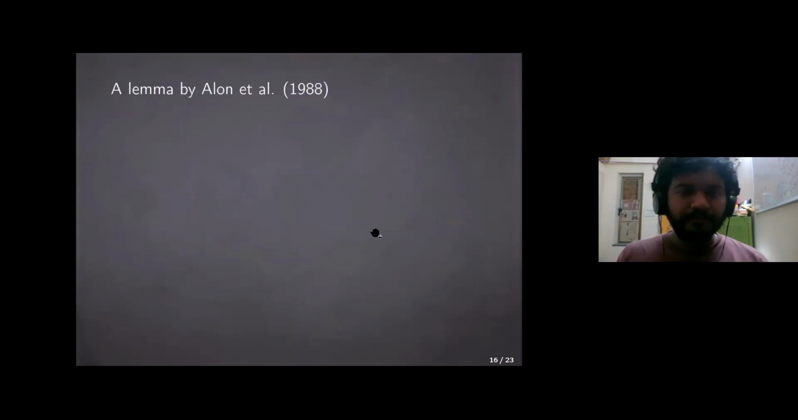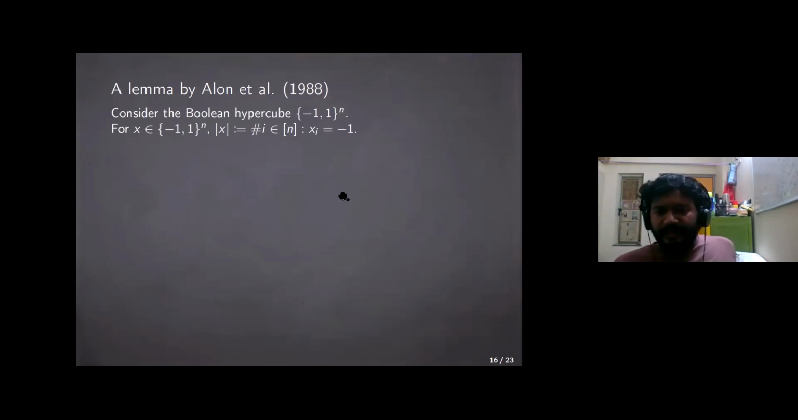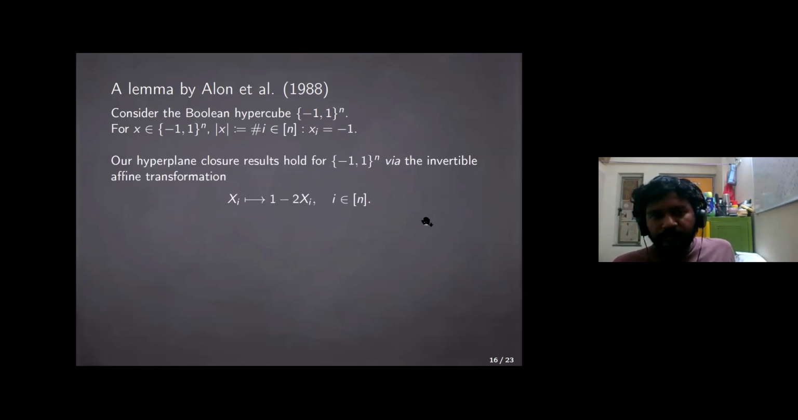Okay, so now we just change the representation for convenience. Now the Boolean hypercube is -1, 1 to the n. It's not a big difference because it's just an invertible affine change of coordinates. So the closures will get mapped to closures and there's no problem. The Hamming weight of a -1, 1 vector now is the number of -1s. Okay, so our hyperplane closure results hold for this representation as well because we can look at this invertible transformation where xi goes to 1 minus 2 times xi. Okay, and all the results that we have can be mapped to this hypercube.